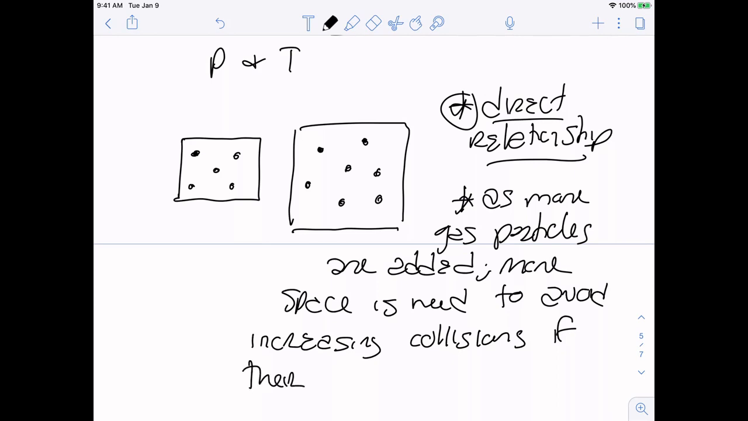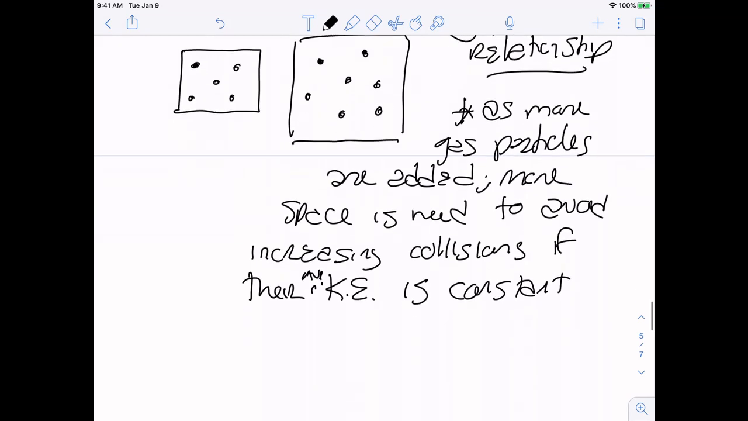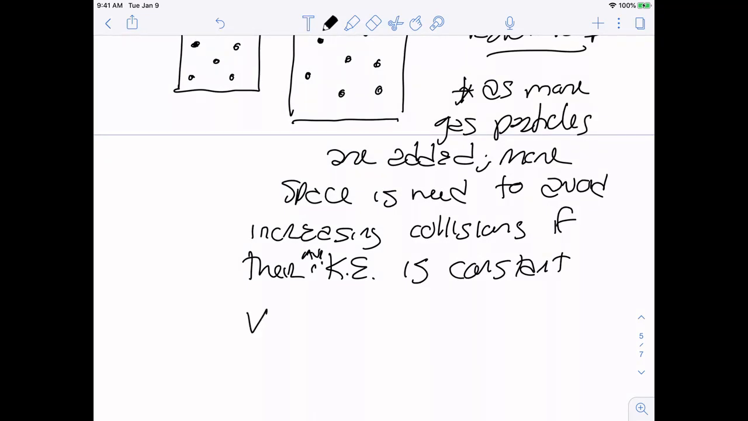If their average kinetic energy, sorry, that's important, average kinetic energy is constant, right? If you slow them down, they don't necessarily need more space. But if they're going to keep moving with the same amount of energy, and you want pressure to stay constant, if you have more stuff, it needs more room, right? So direct relationship. And mathematically, V over N is equal to that constant. Again, K, we don't care what it is, we just care that it doesn't change. So if one gets bigger, the other also has to get bigger.